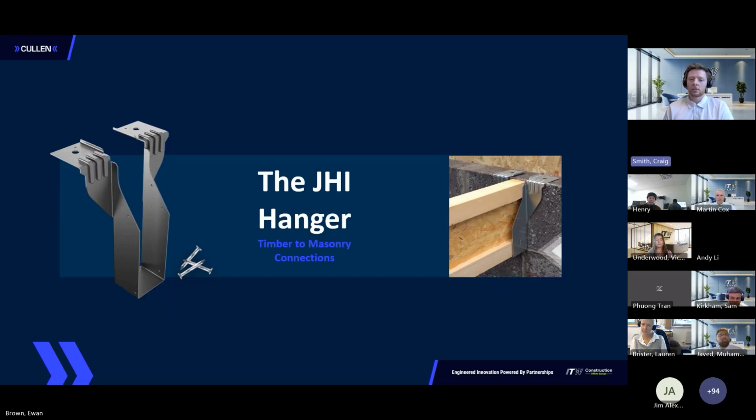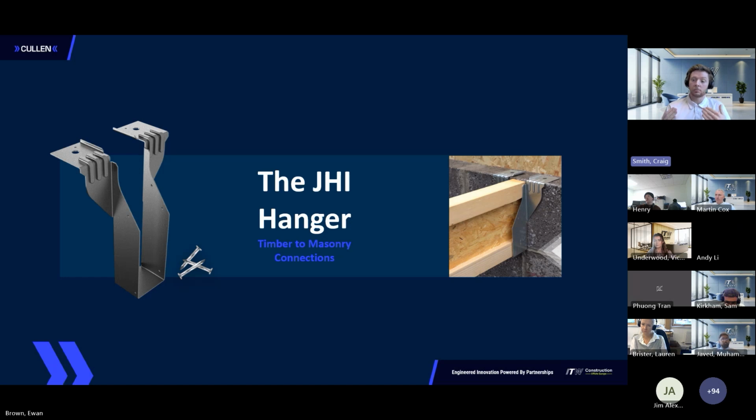So the JHI hanger is the masonry hanger. It supports I-joist, metal web, and solid timber. So it's one product that suits all of the joist systems. It sits on the masonry wall, as we can see here, and it's supporting an I-joist. It is fixed with our standard square twist nails.